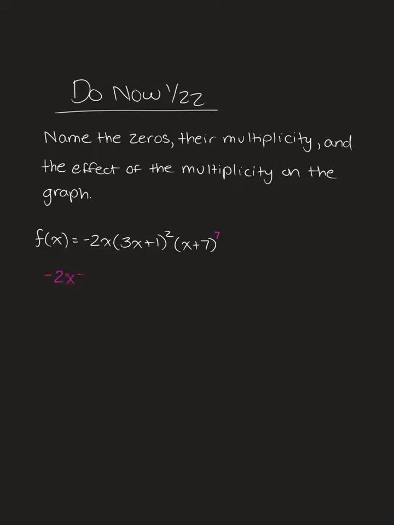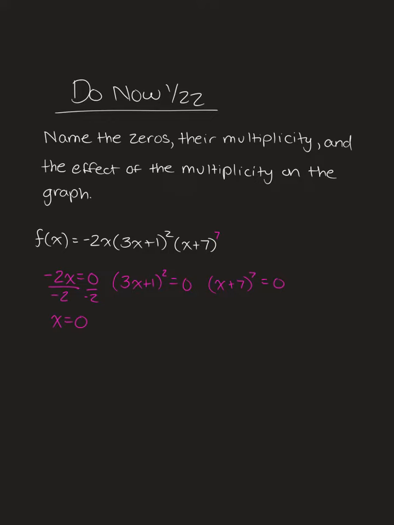So we're going to have negative 2x equals 0, (3x plus 1) squared equals 0, and then (x plus 7) to the 7th equals 0. Okay, so remember the exponent will really tell you what the multiplicity is. So negative 2x is equal to 0. If you divide by negative 2, well, 0 divided by negative 2 is still 0.